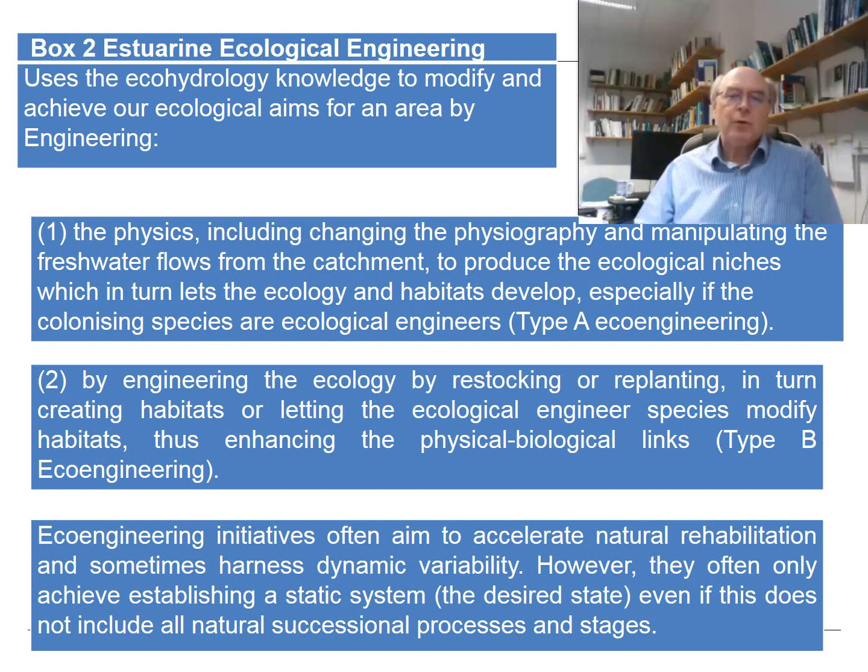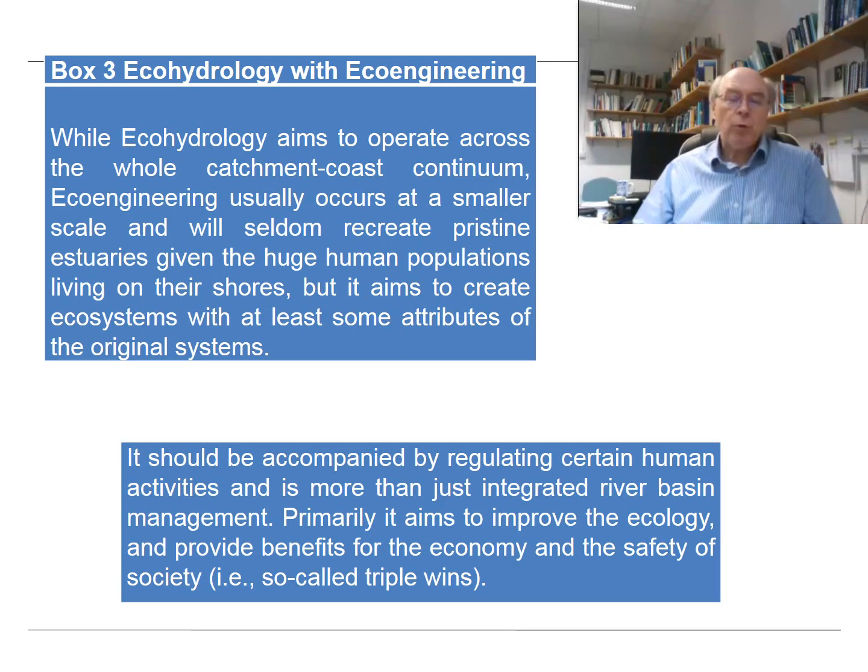The second type, which we call type B eco-engineering, is where you're engineering the ecology directly, where what you're doing is either restocking, say, fish, or you're replanting reed beds or seagrasses. You're giving the ecology a helping hand. And so both of these types are being used worldwide. If we put these two together, eco-hydrology with eco-engineering, we can try and get the best of all worlds. We can try and get the system to function properly on the physics and the hydrology, and we can get the ecology to come in.